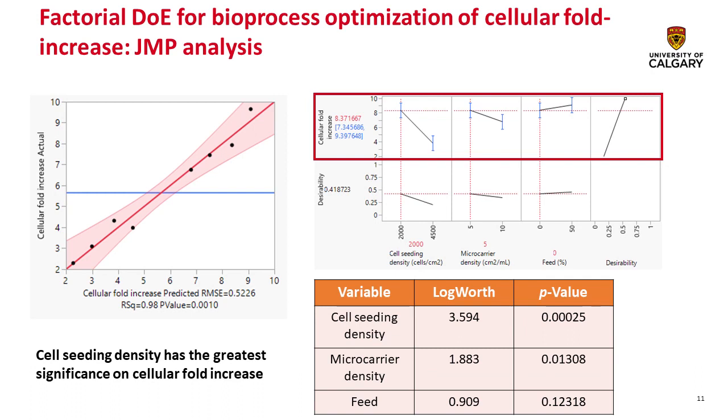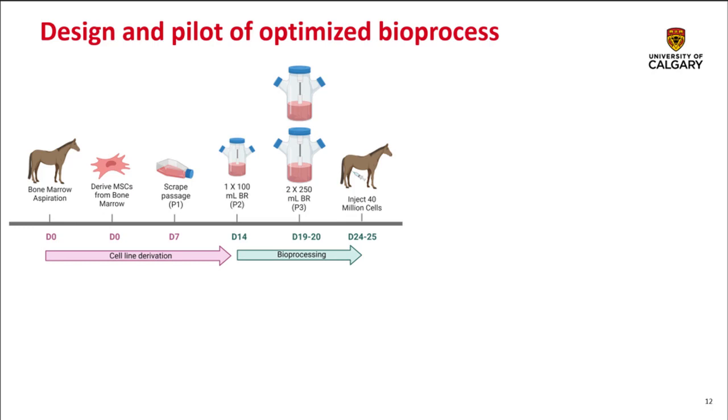So what we can see here is that increasing the cell seeding density and microcarrier density have an inverse correlation on our cellular fold increase, whereas adding a media change has a positive correlation. However, this media change has the lowest significance on our final fold increase, with the initial cell seeding density having the highest significance. From here, we were able to design our optimized bioprocess for this preclinical trial.